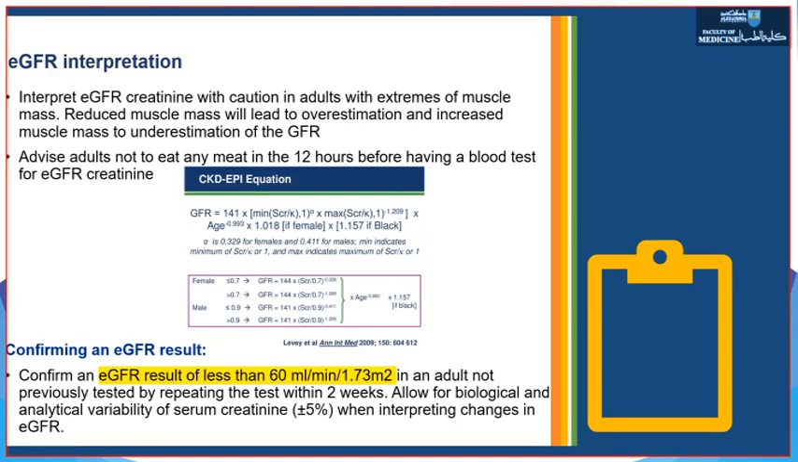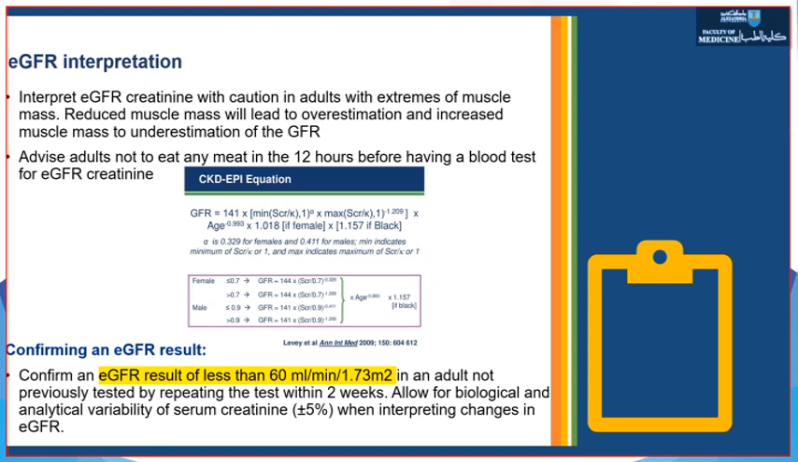The eGFR interpretation is usually done with an estimating equation, but you have to take into consideration that creatinine can have some fallacies, especially in patients with extremes of muscle mass. Reduced muscle mass will lead to overestimation, and increased muscle mass leads to underestimation of the GFR. As general advice, you have to advise the patient not to eat any meat in the 12 hours before having a blood test for eGFR estimation.